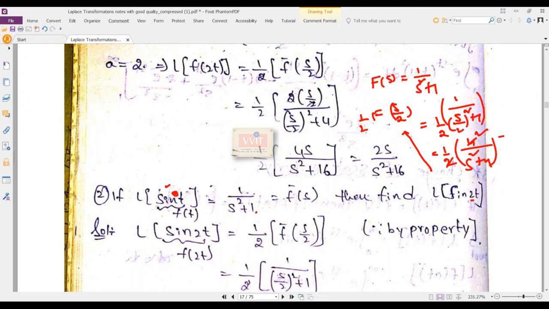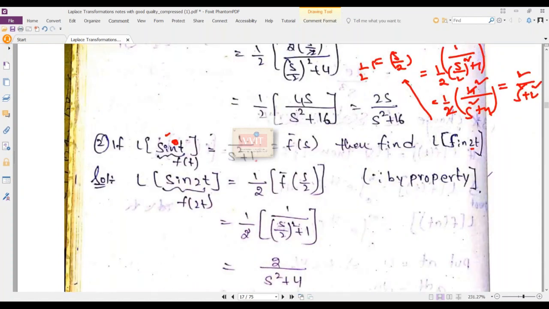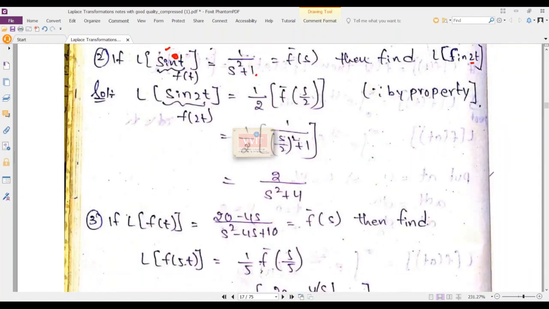2 gets cancelled, we will get again 2 by s square plus 2 square. There is no difference, but we can use the change of scale property like this. That's the intention of that.